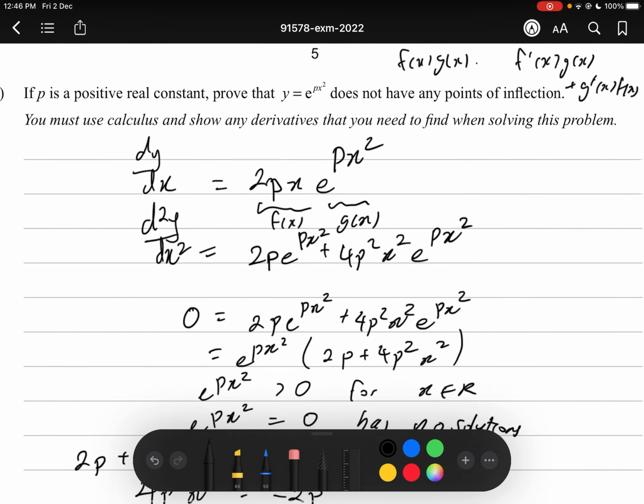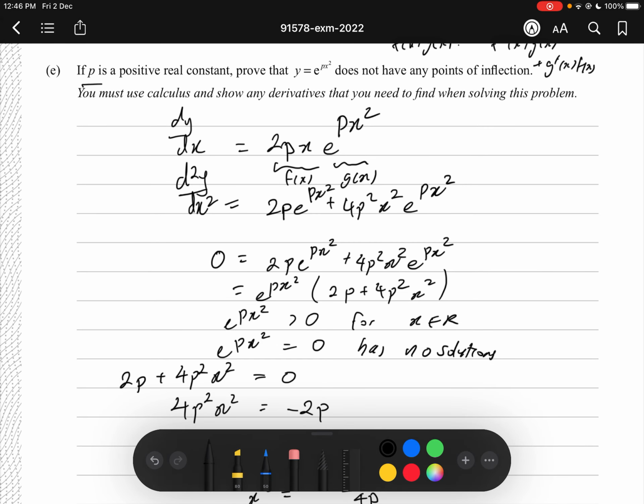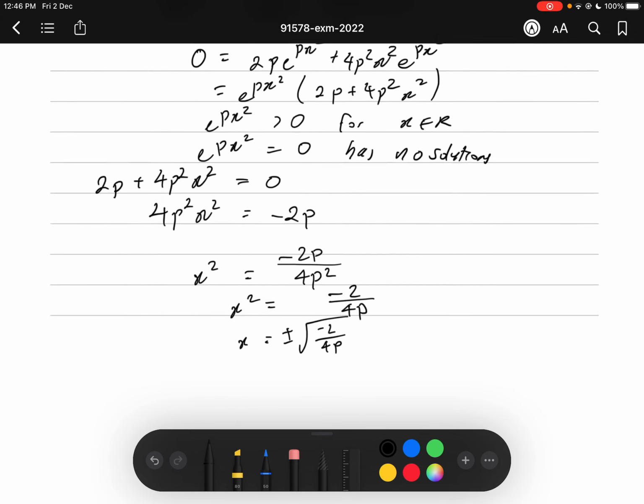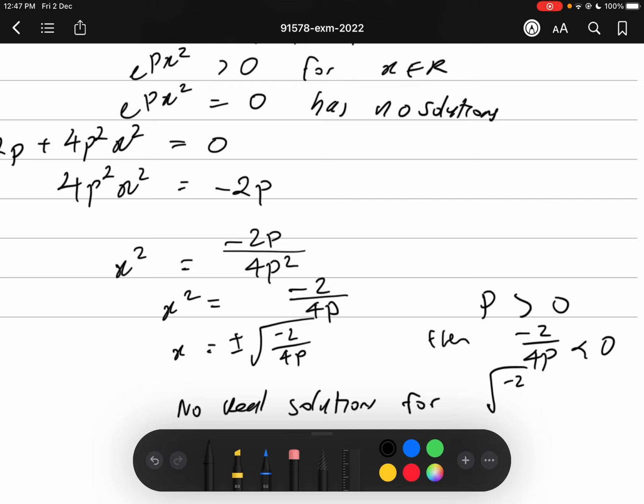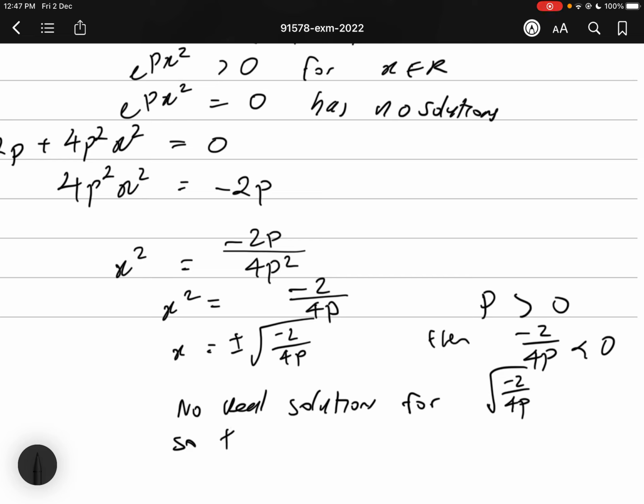Alright, so let's have a look at what exactly p is. So p is a positive real constant. So p is greater than 0. So if p is greater than 0, then negative 2 over 4p must be smaller than 0. So it's negative. So therefore, there are no real solutions for the square root of negative 2 over 4p. No real solutions, so therefore, no points of inflection.